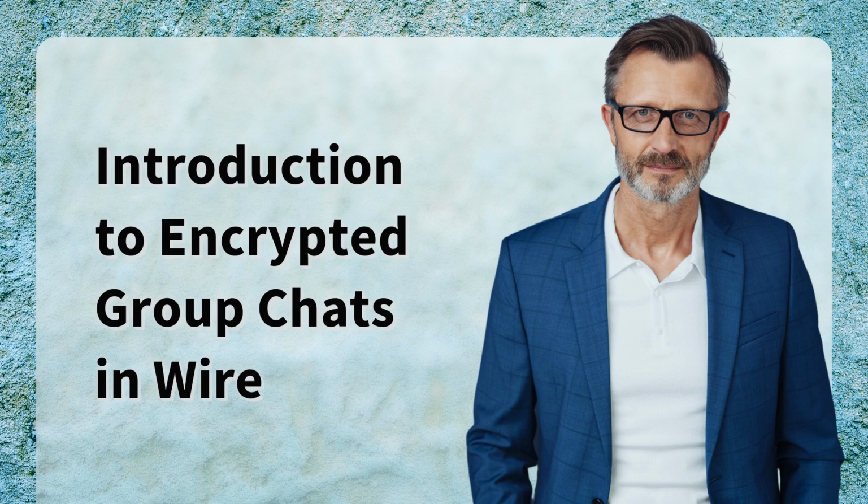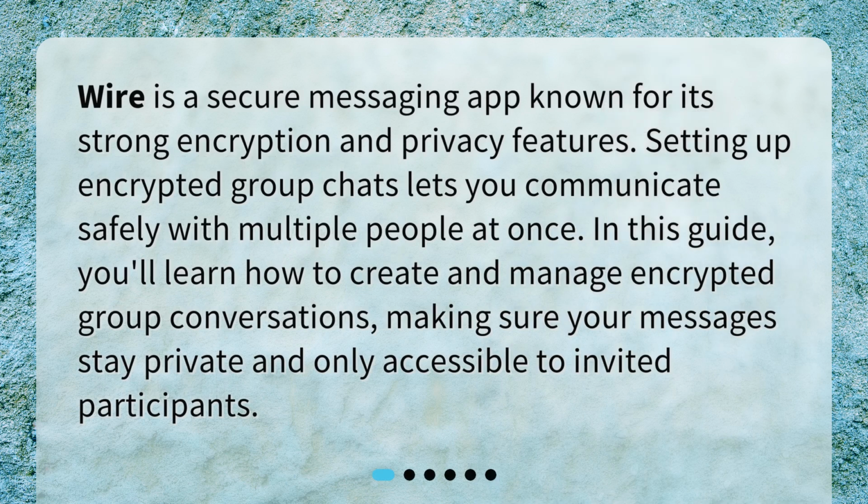Introduction to Encrypted Group Chats in Wire. Wire is a secure messaging app known for its strong encryption and privacy features. Setting up encrypted group chats lets you communicate safely with multiple people at once. In this guide, you'll learn how to create and manage encrypted group conversations, making sure your messages stay private and only accessible to invited participants.